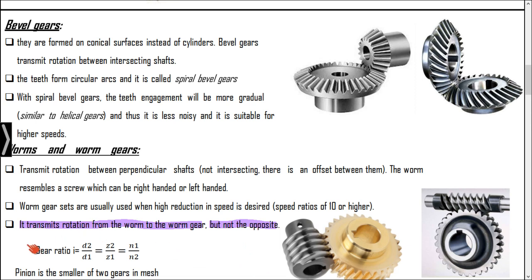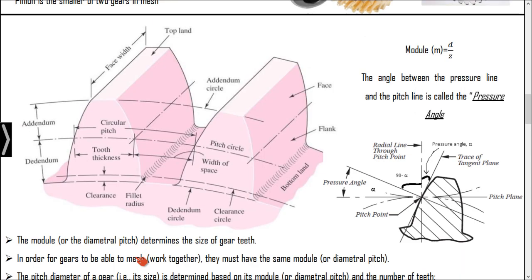So this is a very common ratio we have to use when we go along with the design. d2, higher value divided by lower value. That is the easiest way we can remember this. d2 is higher than d1, z2 higher than z1, and n1 higher than n2.